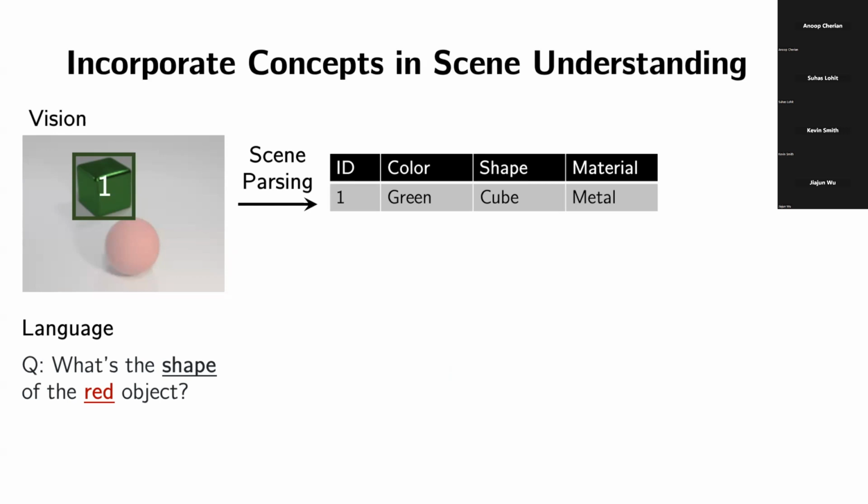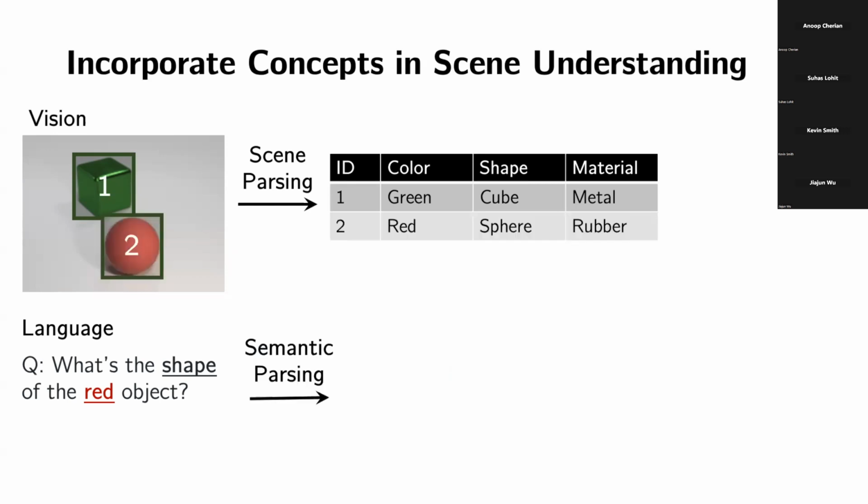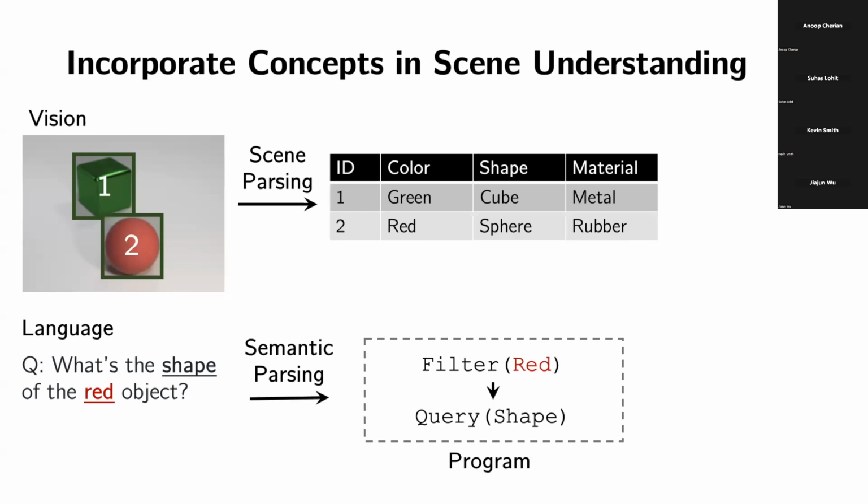a green cube made of metal and a sphere made of rubber, and you can do semantic parsing. You can have a structured representation of the question. Okay, what's the shape of the red object? That means find a red object whose shape is a sphere.